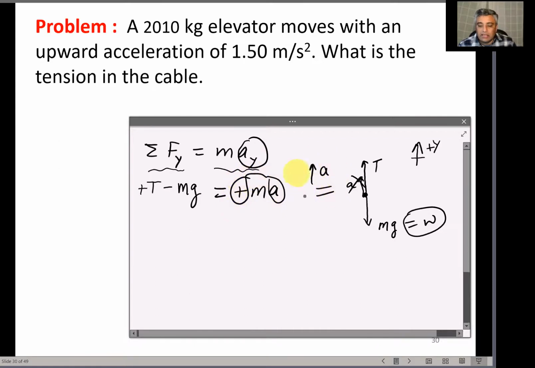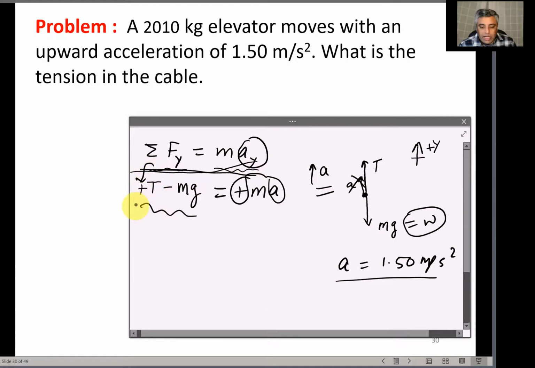Ay was positive a in this case. I'm assuming a is the acceleration, and the value of acceleration is 1.50 meters per second squared. So a is the value of acceleration, and it is positive based on our choice of coordinate. Now, these two terms come from here. So always start by writing this equation, and right underneath you write the sum of forces. That's good practice. Once you're done with the left-hand side, adding all forces, you move to the right-hand side.